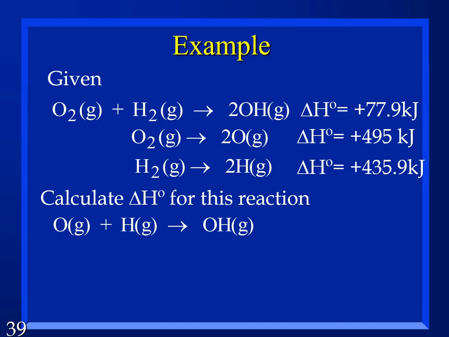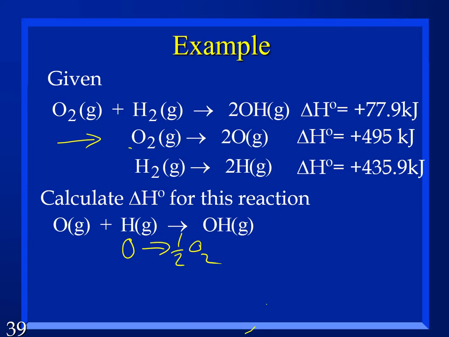So the first thing I need is I need O. What equation has O by itself? That would be the middle one, right? And I want O on the other side. So the equation I want is O forms, so I turn that around. Instead of 2 O making O2, I don't want 2 O's, I only want 1, right? So I have to make that 1 O making half an O2.